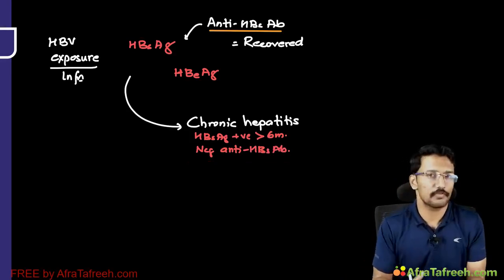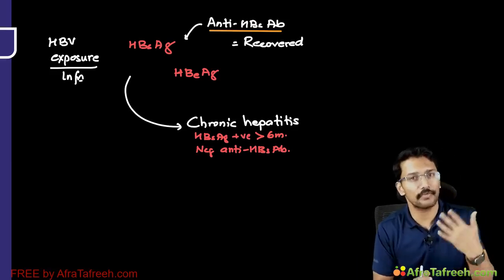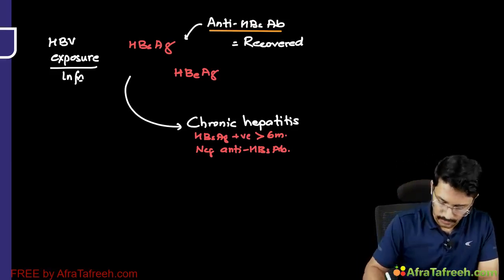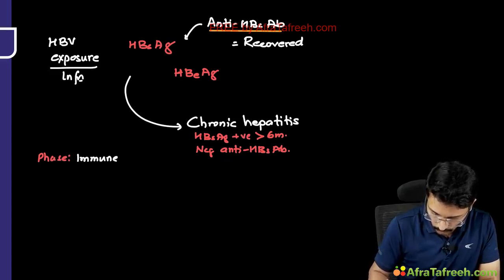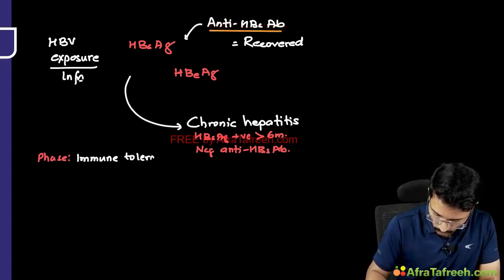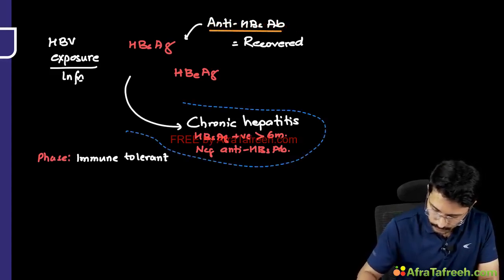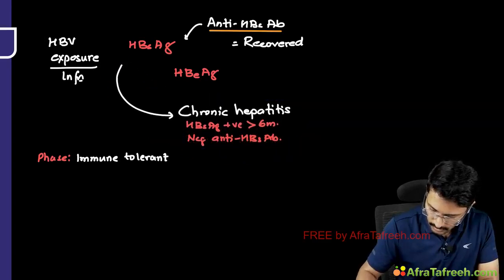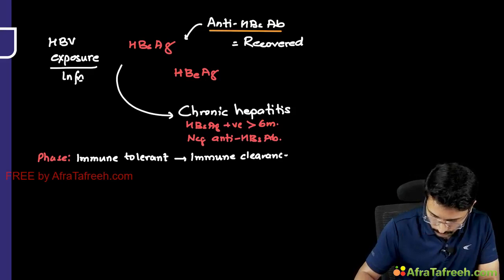Now they will pass through phases, like the initial phase where the body has not recognized the viral particles well, it's not producing any strong immune response against it, and there is unchecked viral replication. That first phase will be called the immune tolerant phase. That eventually will lead to the next phase where the body starts recognizing it, and we will call it the immune recognition or immune clearance phase.